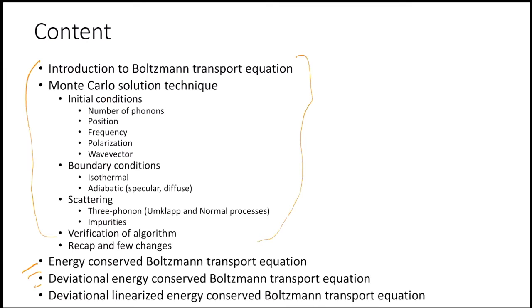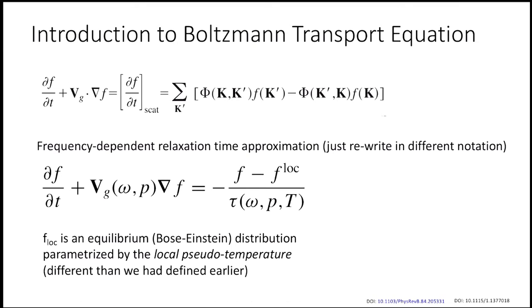Okay, so today we are talking about this energy conserved Boltzmann transport equation, and then the deviational energy, which is just a variance reduction form of it, and then the deviational linearized form. In the last class, we talked about this equation where the scattering was from the k prime state to the k state. If both phi of k prime and phi of k prime k were going to be equal, then of course the system has reached equilibrium, and this factor would become 0.